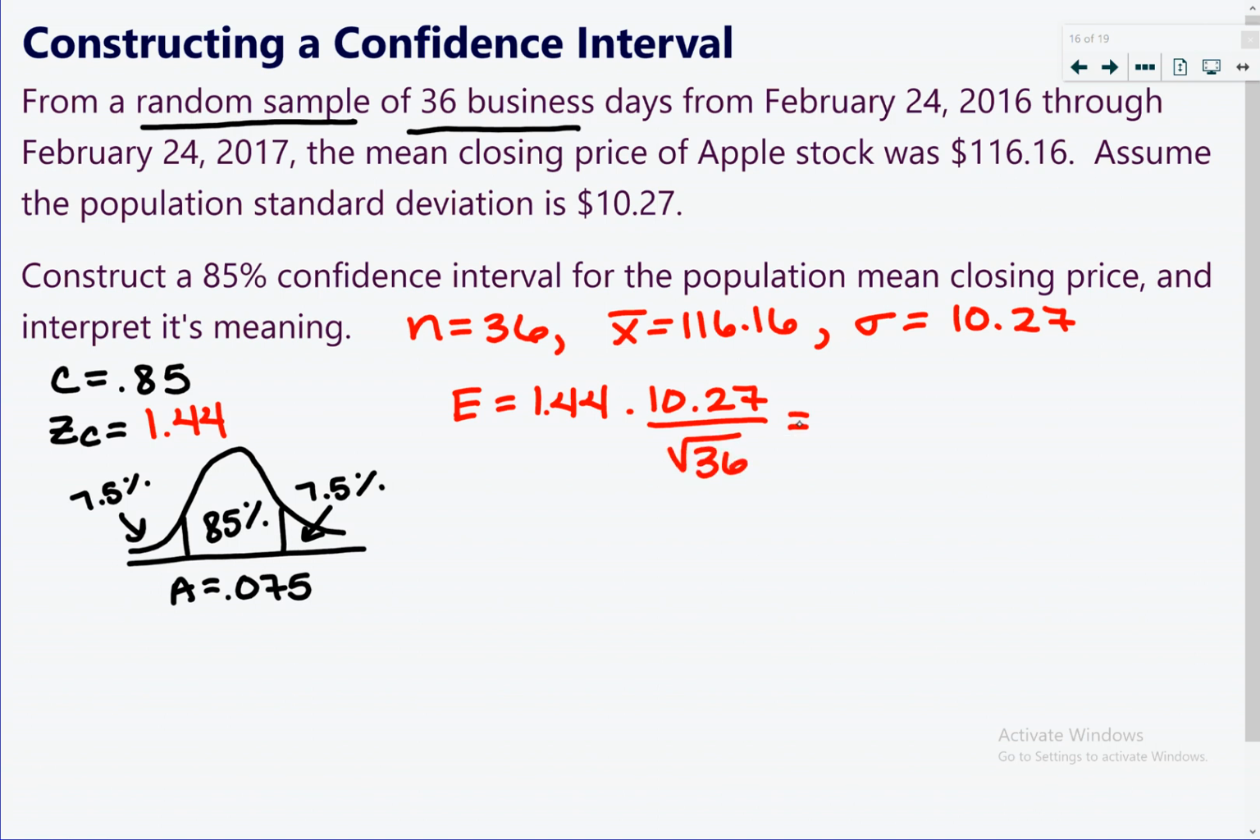And then everything here is rounded to 2 decimal places, so I'm just kind of following with whatever the problem has in it already as far as rounding. You'll notice, math with Excel will be specific. 1.44 times 1027 divided by 6 gives me 2.46 to 2 decimal places. Okay, so now my interval is x bar plus and minus e.